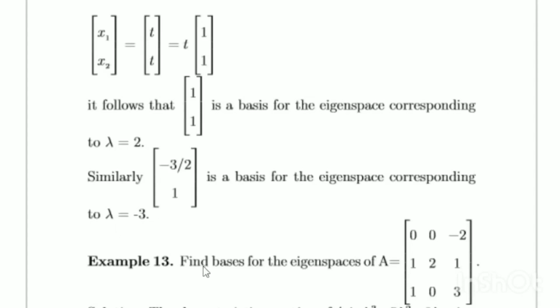Next, just find the basis for the eigenspaces of the matrix A equal to 0, 0, minus 2; 1, 2, 1; 1, 0, 8. For this, first you have to find its characteristic equation, then the eigenvalues, then the eigenvectors. Since it is a 3 by 3 matrix, you will get 3 eigenvalues and 3 eigenvectors corresponding to the 3 eigenvalues.